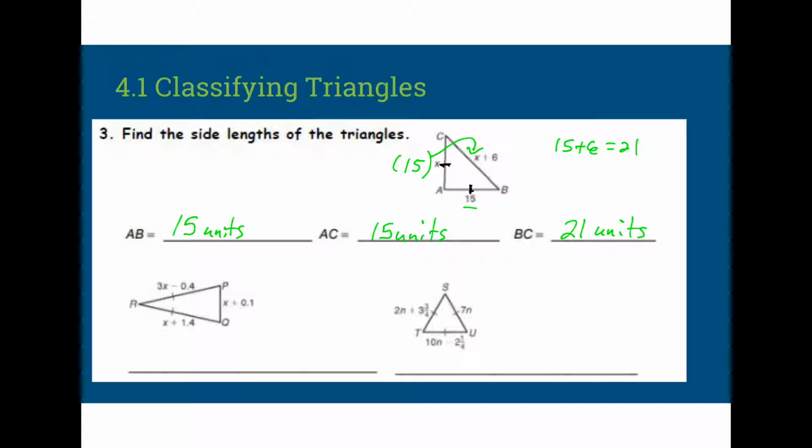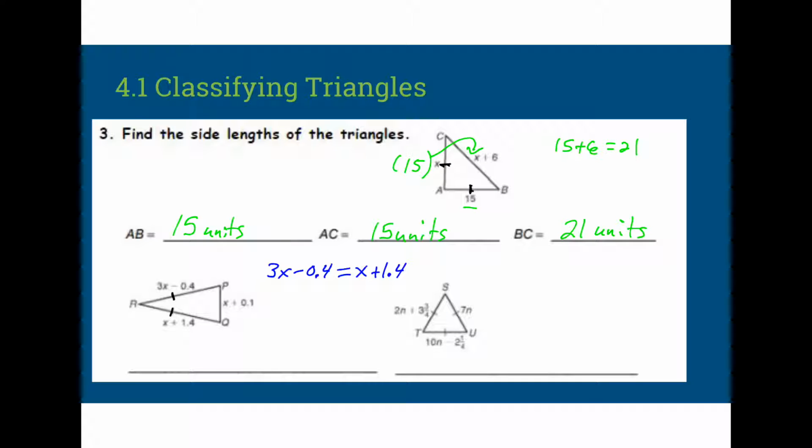All right, this next one, all of our sides have X in them. So we've got to figure out an equation that we can make. And once again, I see that we've got some tick marks here. So that tells me that segment RP is congruent to segment RQ, and that also tells me that those measurements are equal. So I can set up the equation that 3x minus 0.4 is equal, since I know that those sides are congruent, to x plus 1.4.